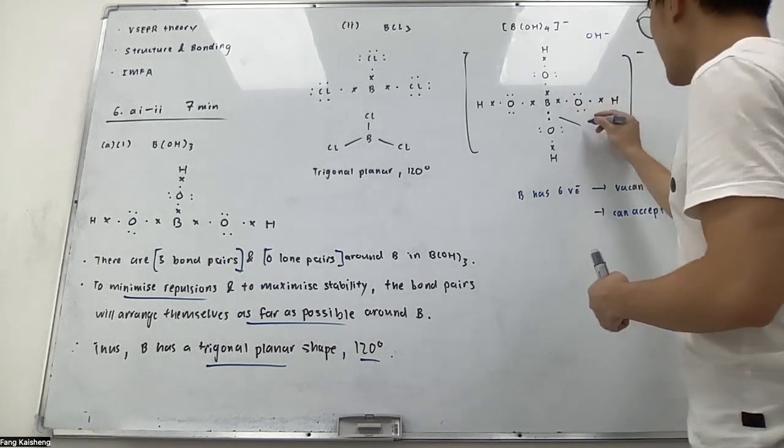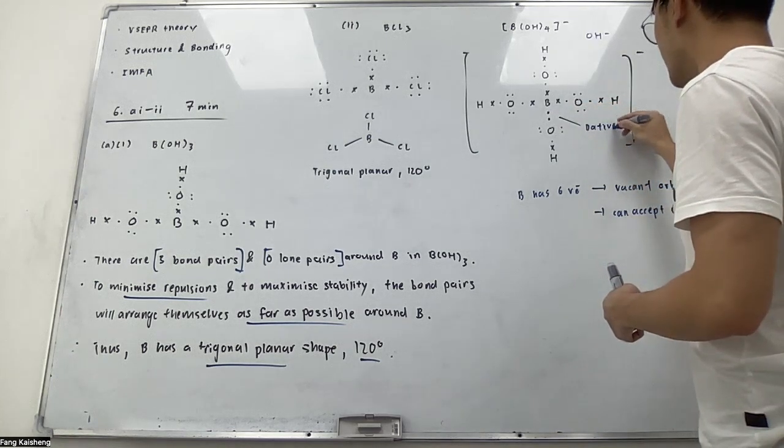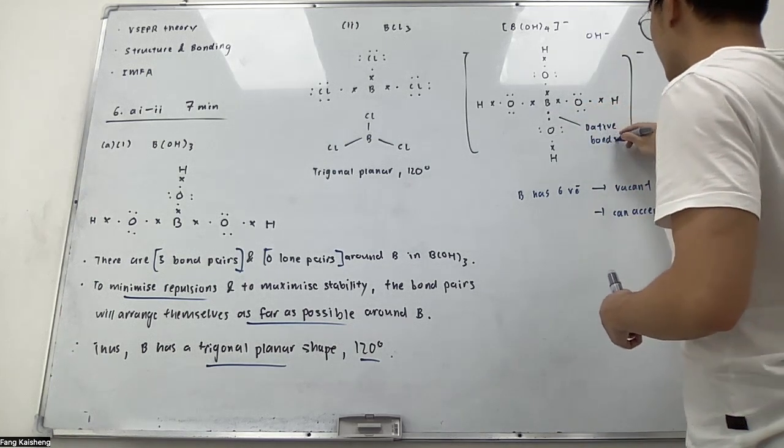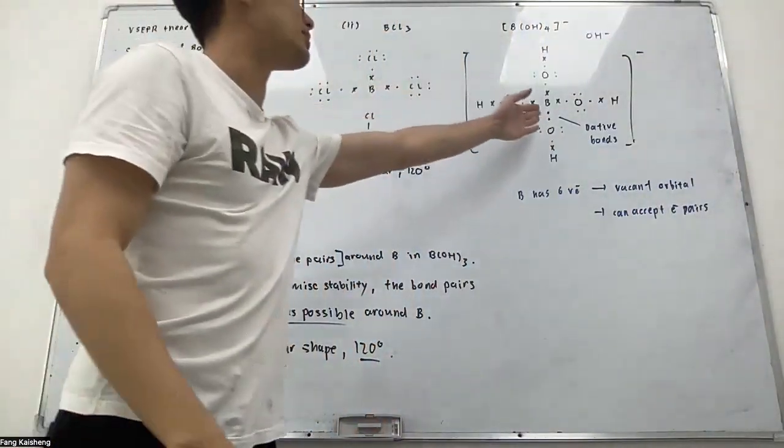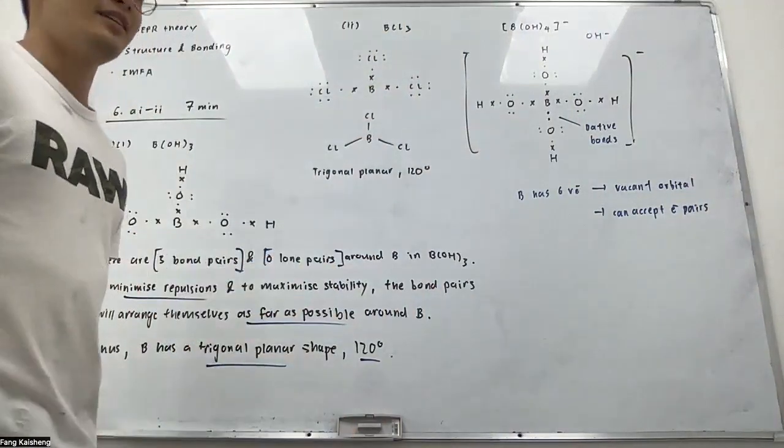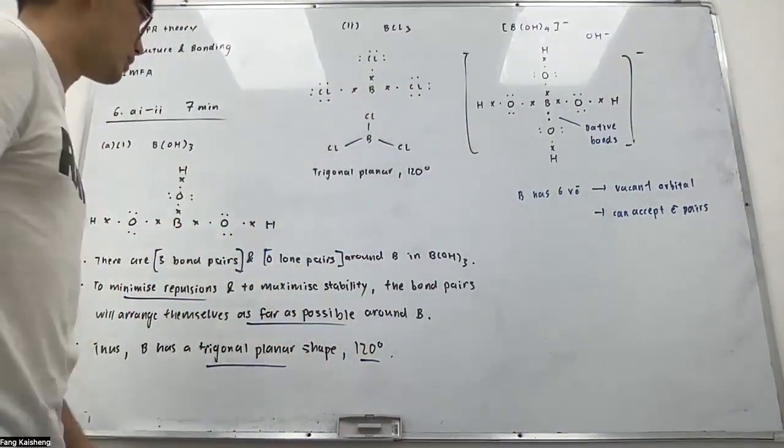So yeah, they ask you to label the dative bond. I don't know why they ask you to do this, honestly. It's such a waste of time. But it's just dative bonds. If not, then just get the 3 marks. 1 mark here and then 2 marks here. So good, now you know how to draw some of these structures.